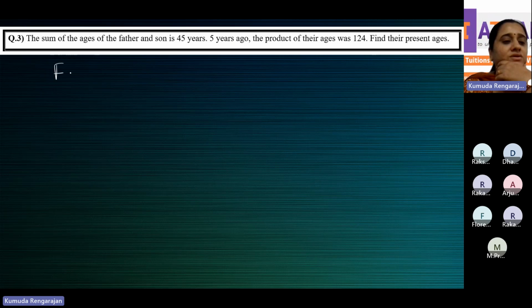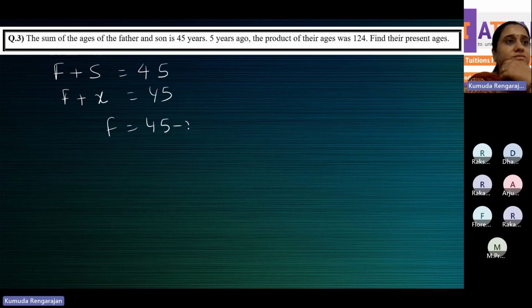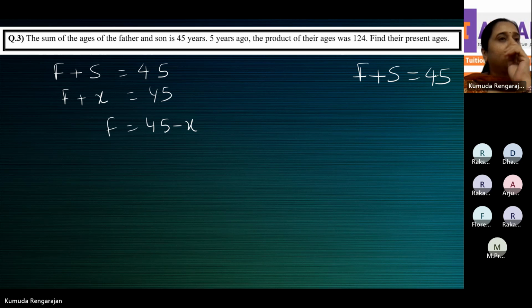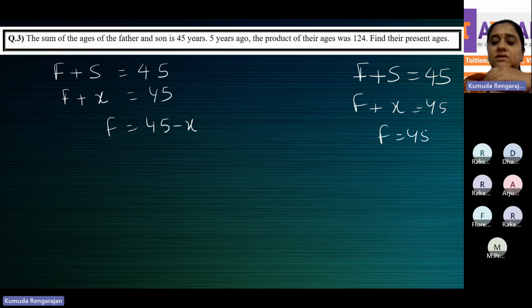So father's age plus the son's age is equal to 45, correct? So if you call the son's age as x, then father's age plus x is equal to 45. So father's age will be what? 45 minus x. See, it is given that the father's age plus the son's age is equal to 45. You call anybody as x, father is x or son is x, whatever. So supposing you call son as x, then father's age will be 45 minus x. So what is the son's age? x. What's the father's age? 45 minus x.